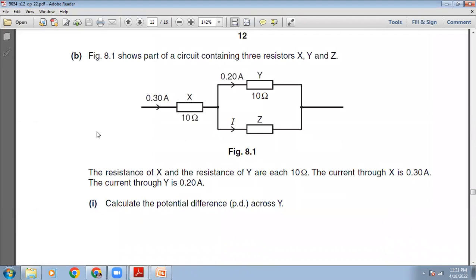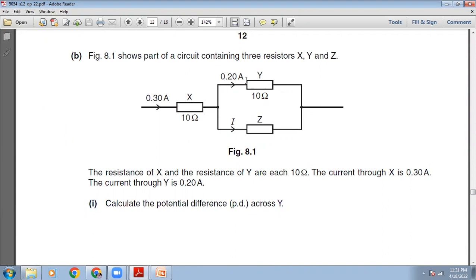Okay, so next question. Figure 8.1 shows part of a circuit containing three resistors X, Y, and Z. The resistances of X and Y are each 10 ohm, and the current through X is 0.30 ampere. The current through Y is 0.2 ampere. Calculate the potential difference across Y. So we have to find the potential difference across Y.